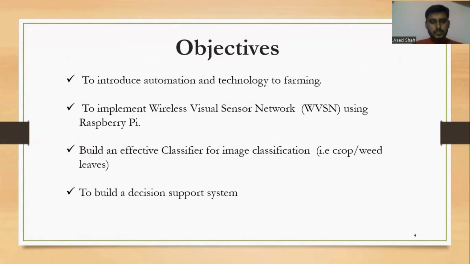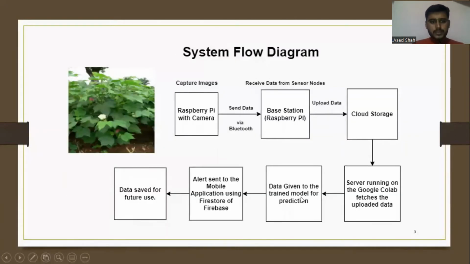So here are the objectives of our project: to introduce automation and technology to farming, to implement a wireless visual sensor network using Raspberry Pi, and to build an effective classifier for image classification. We will be classifying the crop and wheat leaves, and to build a decision support system. So here is the system flow diagram of our system.